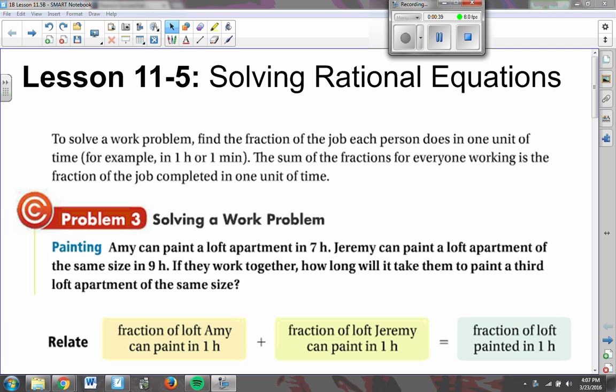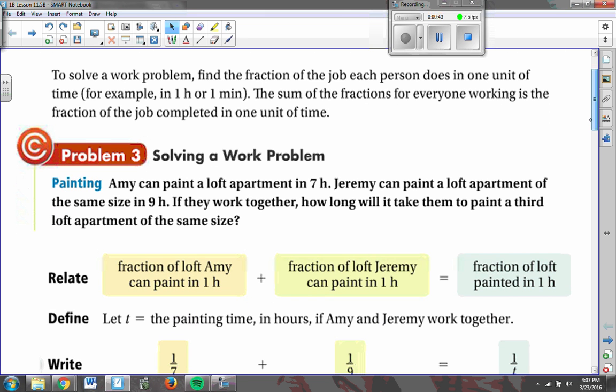So to begin, we're going to start with a work problem where we have two people doing a job in a certain amount of time, and then they're going to work together and see how long it'll take them to do it together. So it's not necessarily as simple as it sounds, but it is still relatively easy to solve.